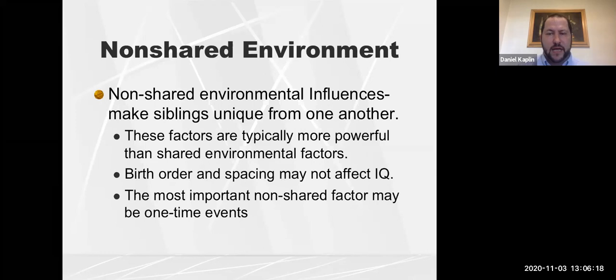Now, I talked about non-shared environmental influences. One thing that's interesting is people put a lot of emphasis on birth order. We find that birth order has minimal effect on personality and IQ.